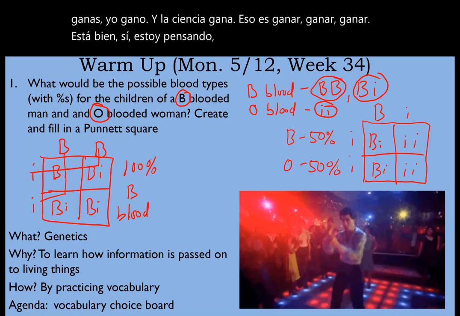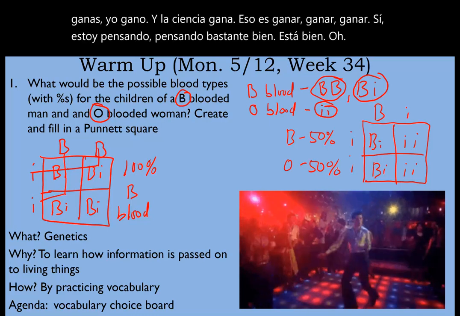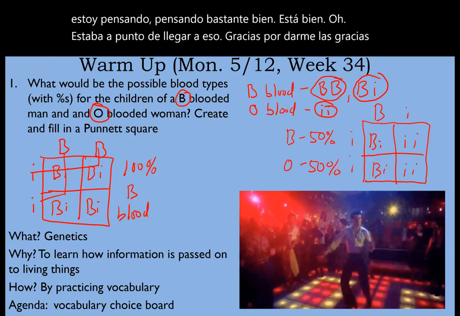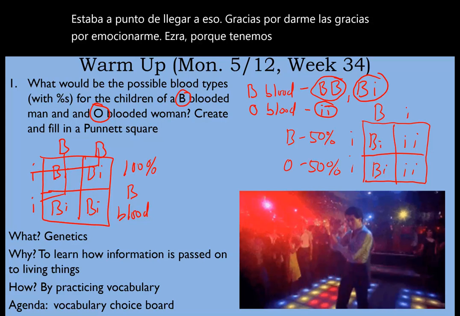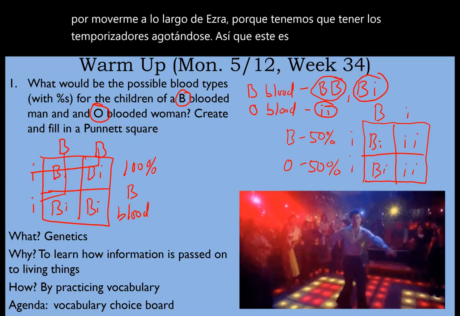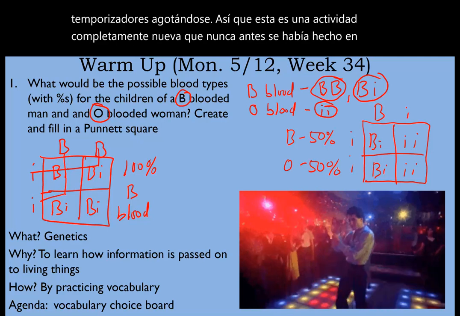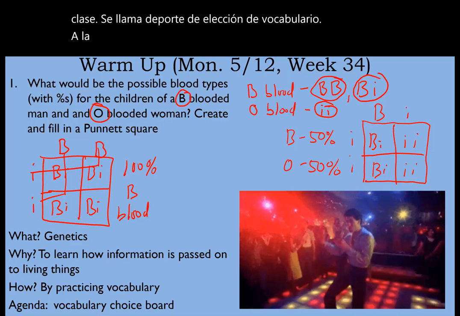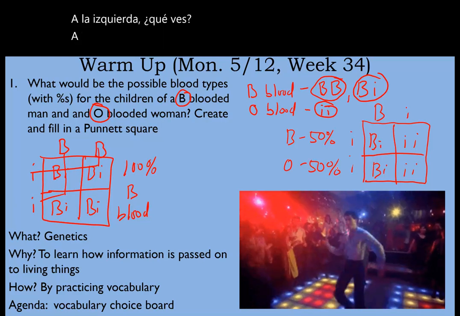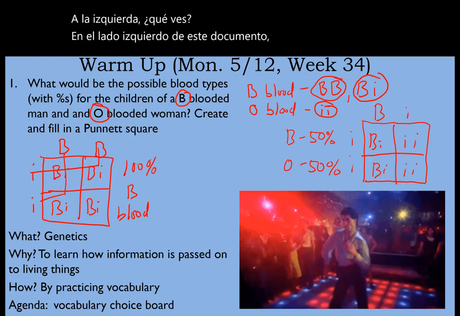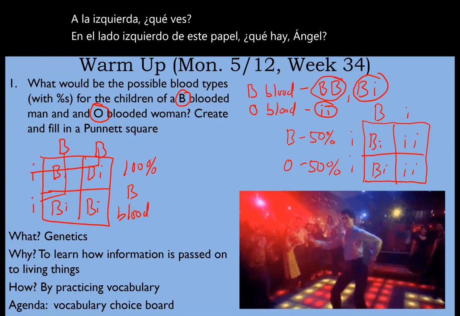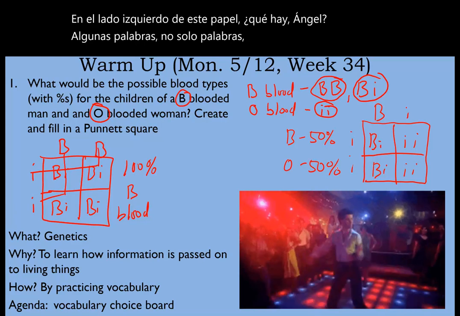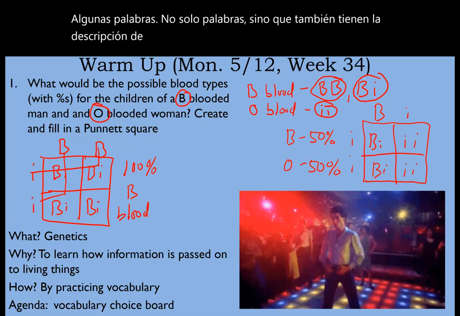Okay. Oh, I was about to get to that. Thanks for moving me right along, Ezra, because time is running out. So this is a brand new activity, never been done in this class before. It's called Vocabulary Choice Board. On the left side of this paper, what do you see? What's there, Angel? Some words. Not just words, but they also have the description, the definition, right? Words and definitions right there.